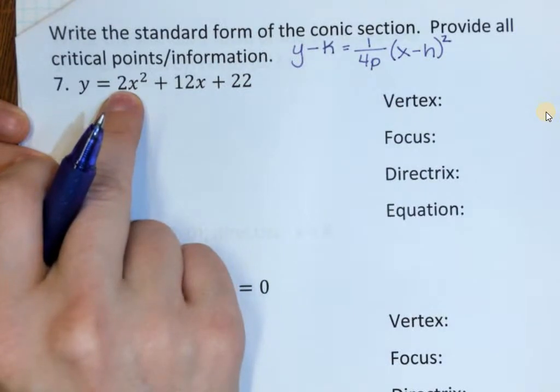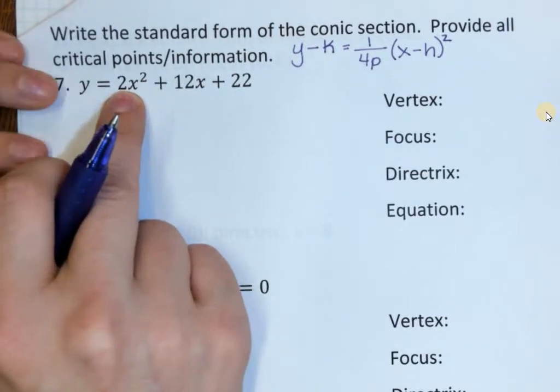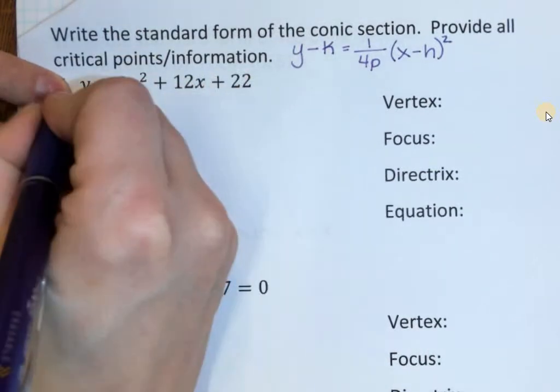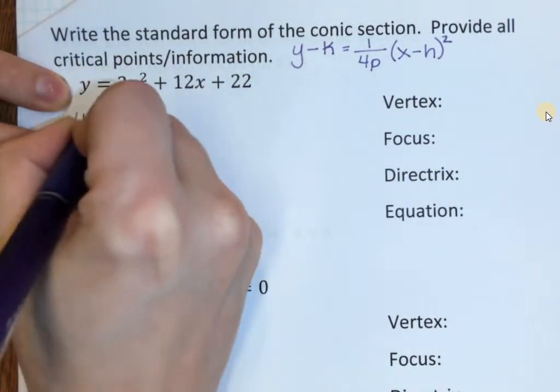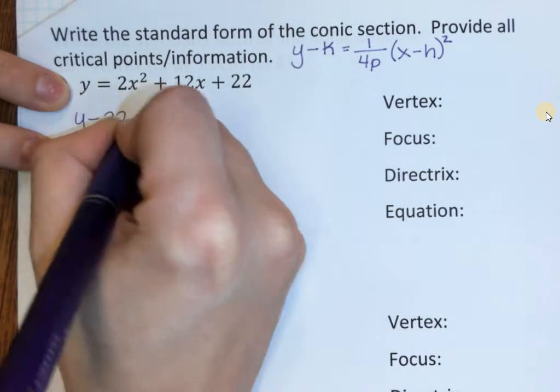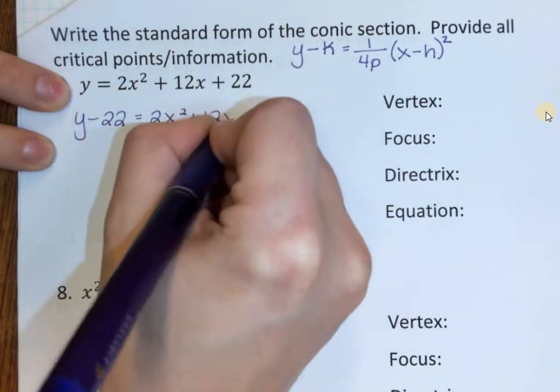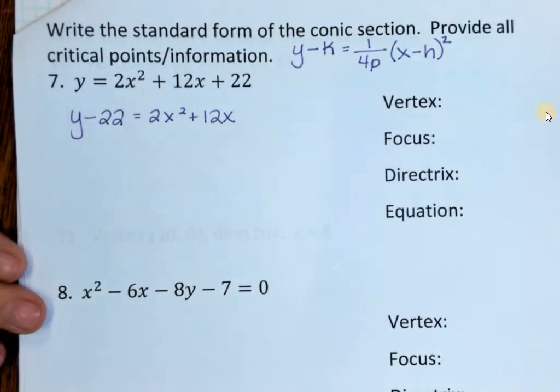So what I need to do is I need my x's on one side of the equation, and I need everything else on the other. So that's going to be my first step. I'm going to move this 22 to the other side. So I have y minus 22 is 2x squared plus 12x. So far, so good?